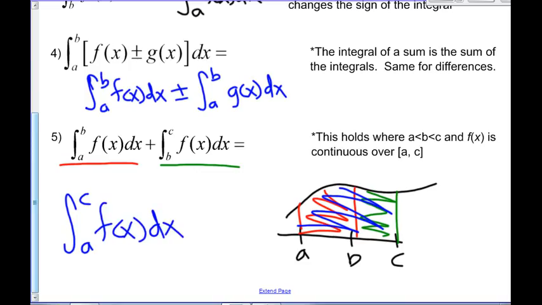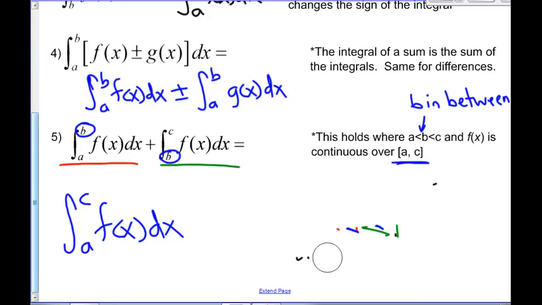If there is sort of a stop point in between that they both come to, then you can combine them into a single integral. This holds where a is less than b is less than c, meaning b is in between, on some interval a to c. So let's try and put some of those to use in a few examples.